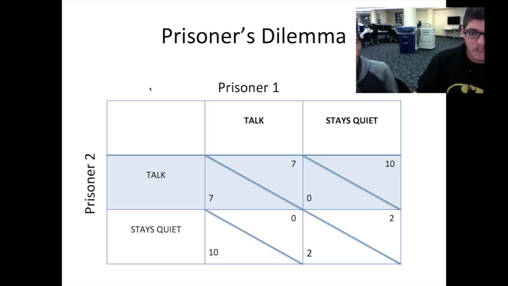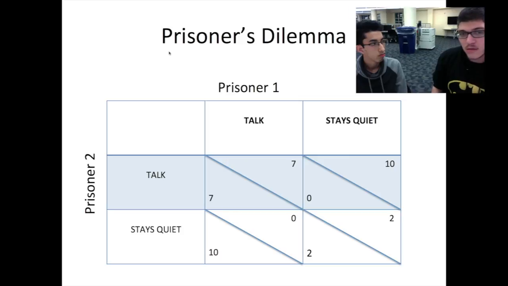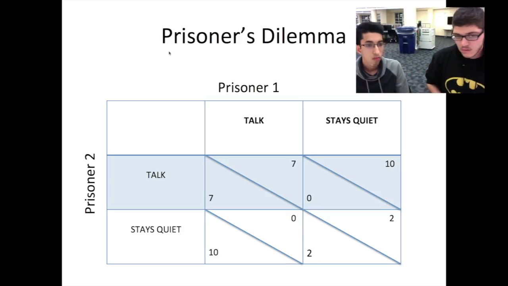Okay, so here we have the table. We have prisoner 1 and prisoner 2. They get caught robbing a bank, and they get separated and have to make a choice between talking or staying quiet. They can either rat out their partner or stay quiet and both go to jail. So, prisoner 1, here we have it. He can decide to talk or stay quiet. That's the only choice he has.